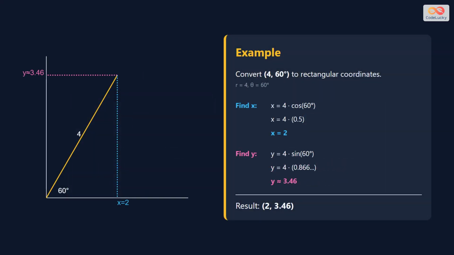Let's try a quick example. Suppose we have a point with a radius of 4 at an angle of 60 degrees. To find x, we calculate 4 times cosine of 60 degrees, which is 4 times 0.5, giving us 2. To find y, we calculate 4 times sine of 60 degrees, which is roughly 3.46. So our rectangular coordinate is (2, 3.46).